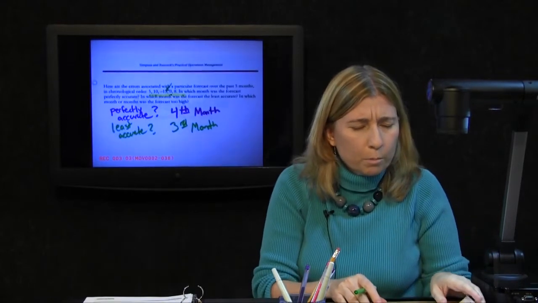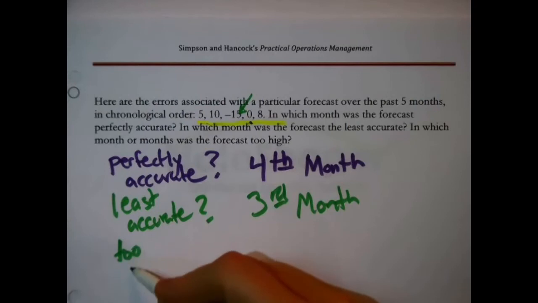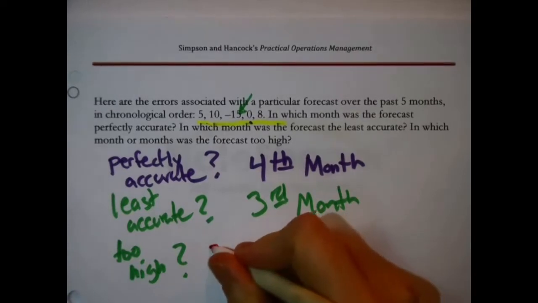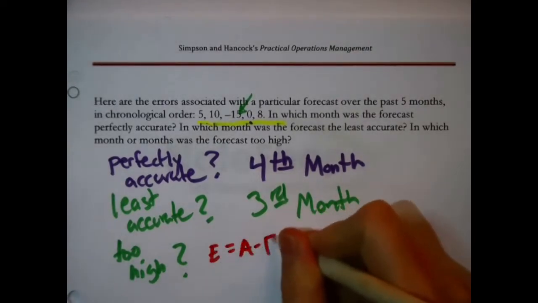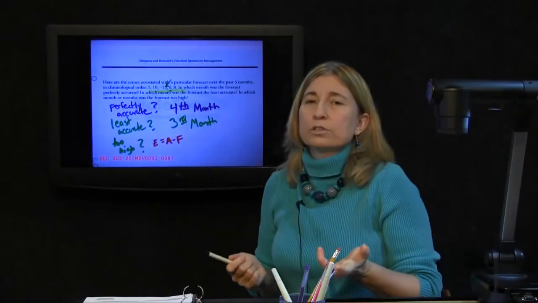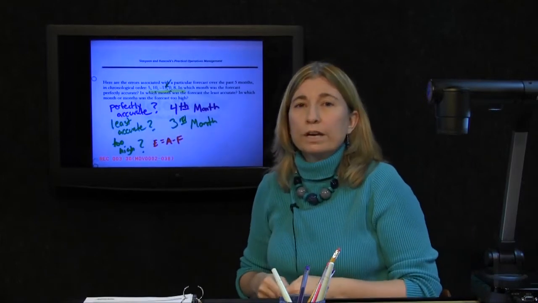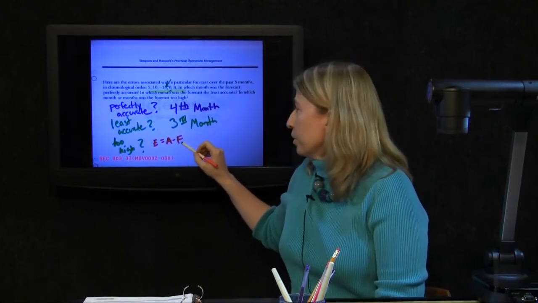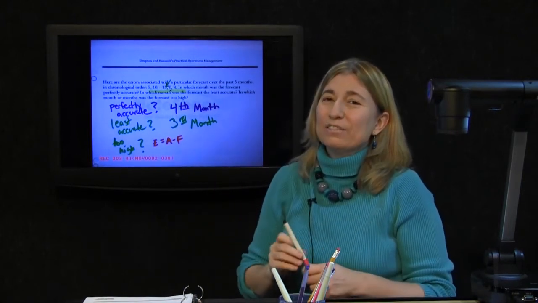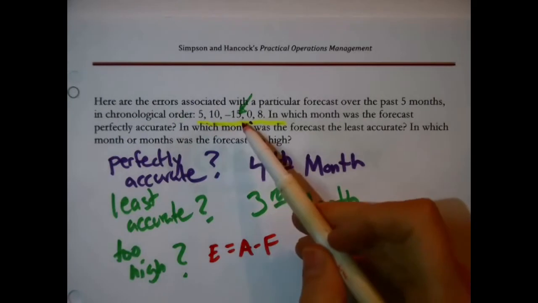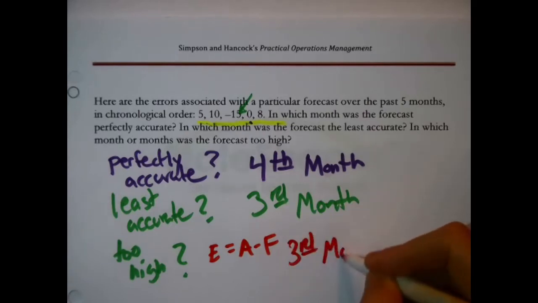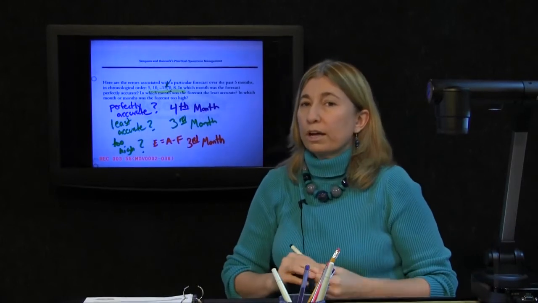And then in which month or months was the forecast too high? You know, the forecaster guessed too much. The forecaster overestimated whatever is being forecast right now. I said it pays to remember, error is actual minus forecast. This is also a very simple question to answer. Quick answer, you're looking for negative numbers, because you will have forecast too much. That means the forecast will be bigger than the actual, and your error will be negative. Error is actual minus forecast. Again, there's only one negative number in this set, and that is the -15 that belongs to the third month. So that is the month in which the forecast was too high.